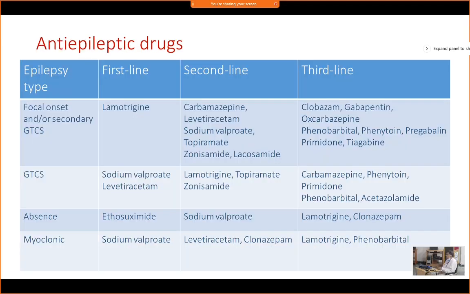These drugs have side effects. We will not go into the details of the side effects, but one should know what the side effects are. Some of them will produce rash, blood dyscrasias like reduction in the cell counts, gum hypertrophy with phenytoin, generalized lymphadenopathy, hirsutism, etc. So these are some of the side effects that you might find with many of these drugs.